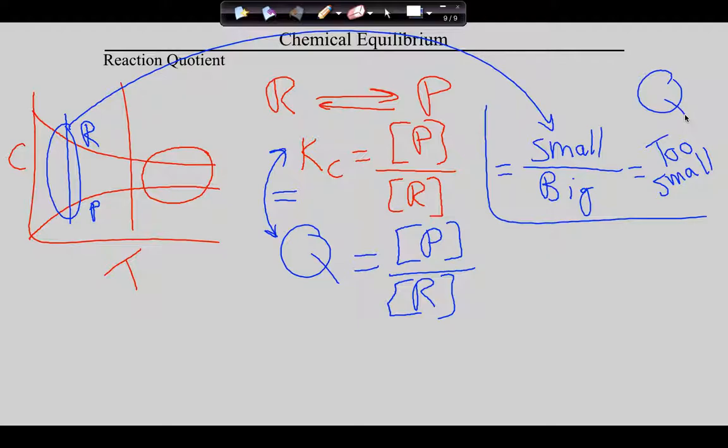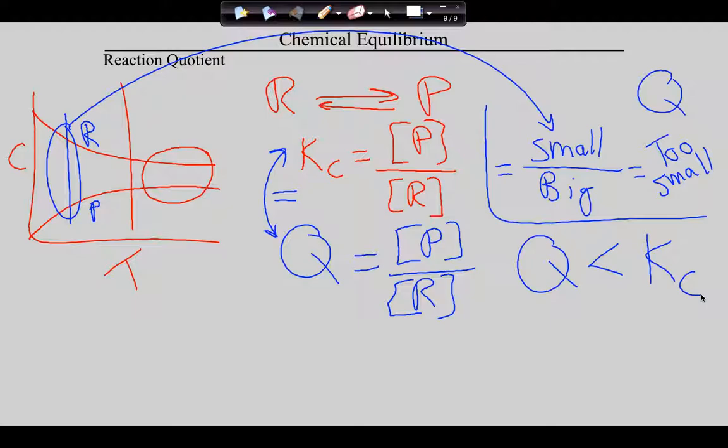So here's what we can then say. If Q is less than Kc, write this down with me. If Q is less than Kc, then we don't have enough product, and we've got too much reactant. So what is that reaction going to do to get to Kc? It's going to make more product.